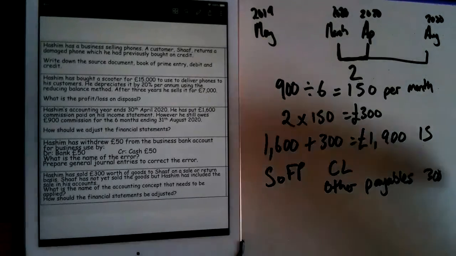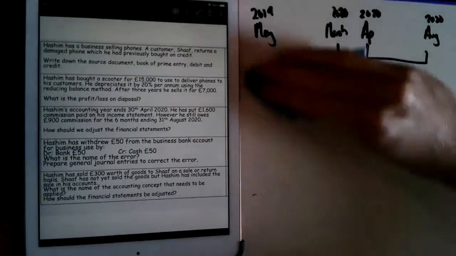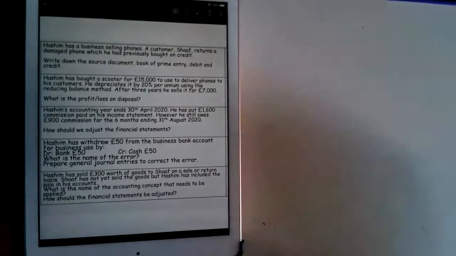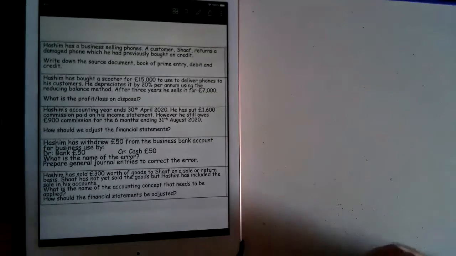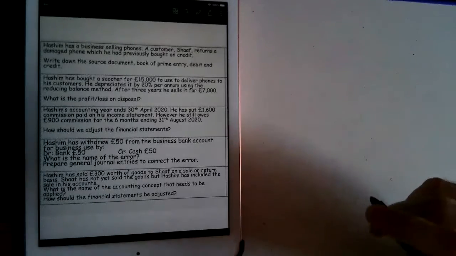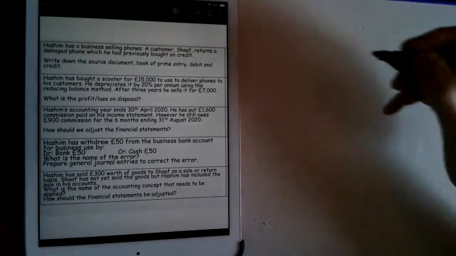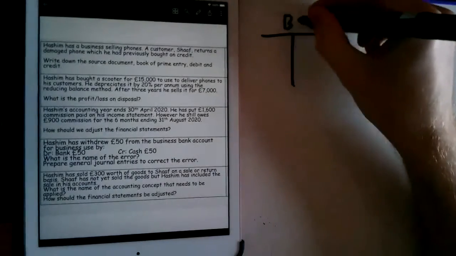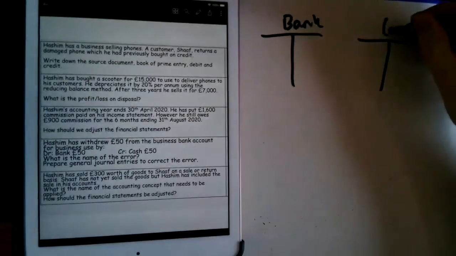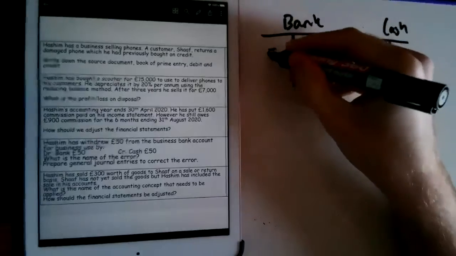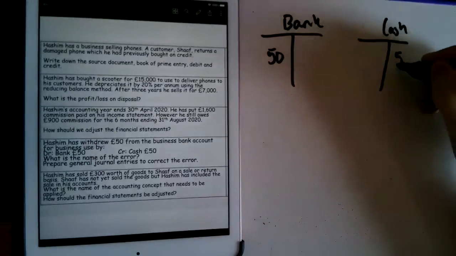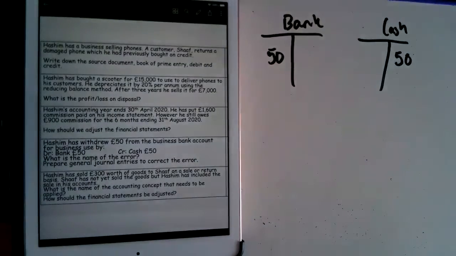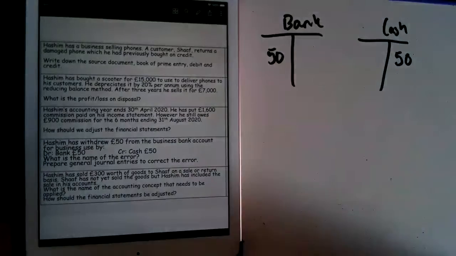Okay, fourth one. Hashim withdrew £50 from the business bank account for business use by debiting bank and crediting cash. So he's done this: bank, cash. He's debited bank by 50 and credited cash by 50. But let's see what he should have done.